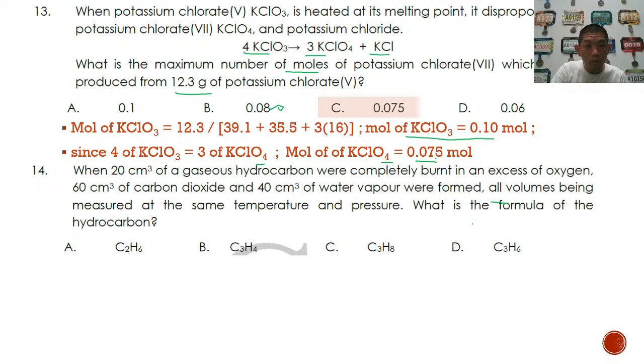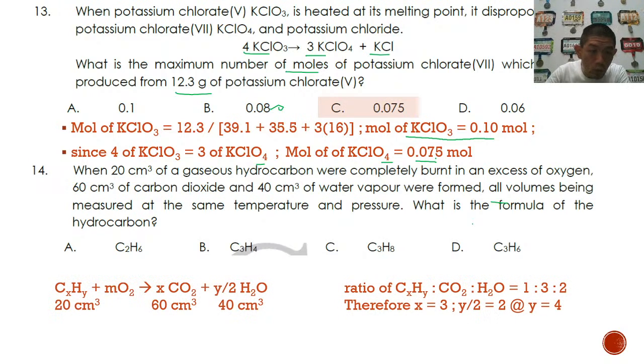As for number 14, when 20 gram of the gaseous hydrocarbon were completely burned in oxygen, 60 gram of carbon dioxide and 40 gram of water vapor were formed. All volumes are measured at the same temperature and pressure. What is the formula of the hydrocarbon involved? So you have to know by yourself the general formula for the combustion of the hydrocarbon. So the general formula goes like this: CxHy plus mO2 gives xCO2 plus y/2 H2O.